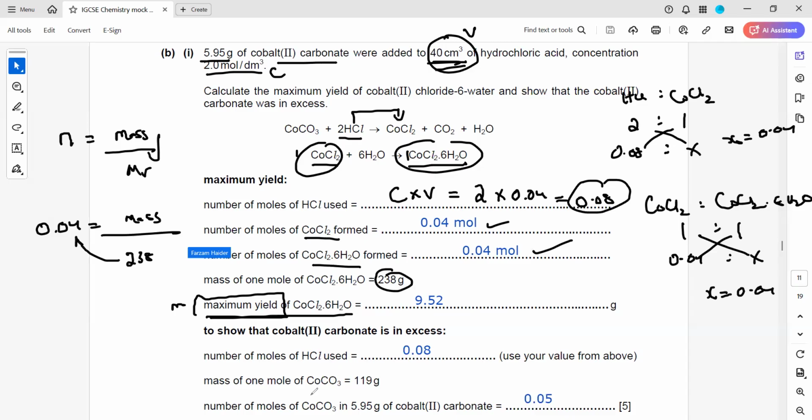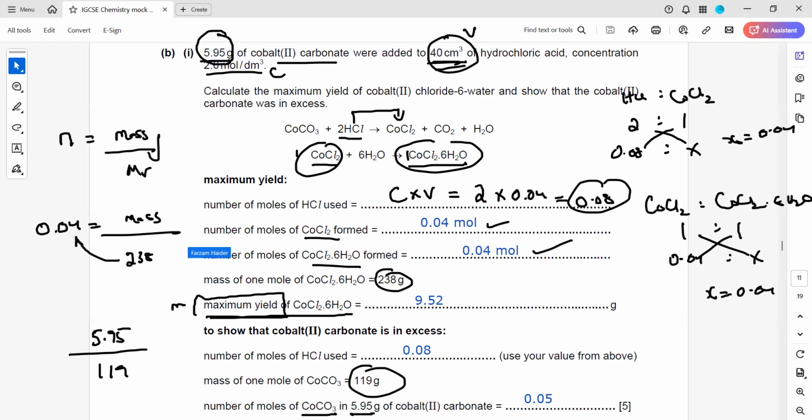So, the number of moles of cobalt carbonate used. How to know the number of moles of cobalt carbonate? Because we have the mass, 5.95 grams. So how to get the moles? Mass in gram, 5.95, divided by molar mass. Molar mass of cobalt carbonate is 119. So 5.95 divided by 119, we got 0.05.